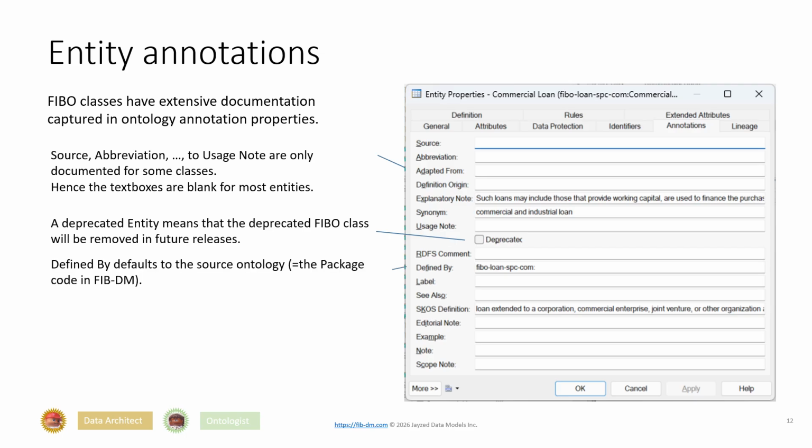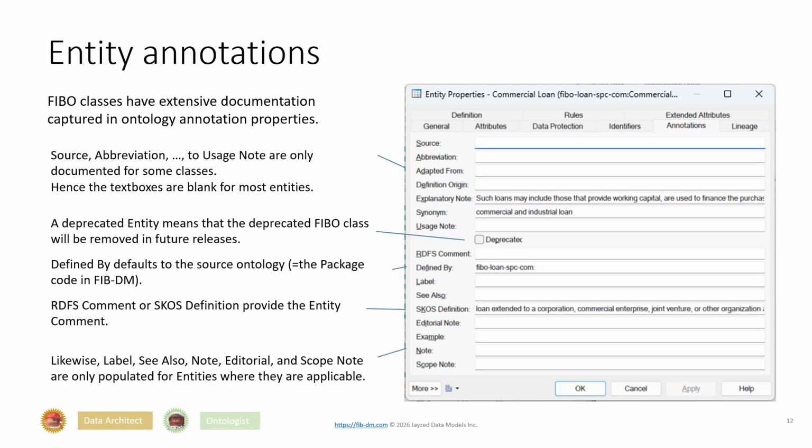So defined by defaults to the source ontology, and that is the FIBO code, the package code in FIB-DM. RDFS comment or SKOS definition provide the entity comment. And likewise here, labels, you also note editorial and scope notes are only populated for entities where they are applicable.